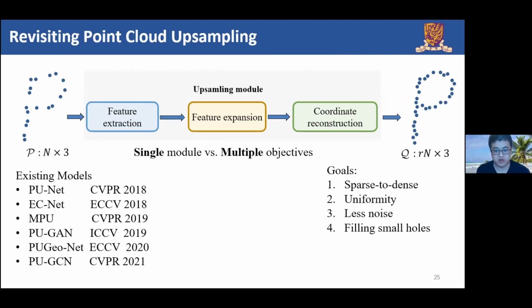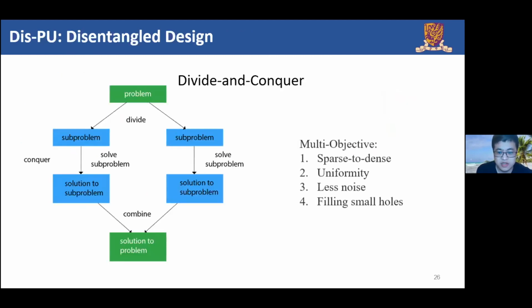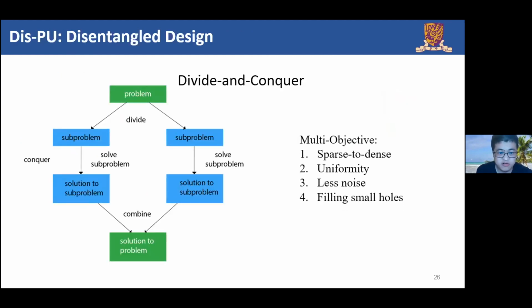Existing frameworks aim to achieve all these goals by designing one upsampling module. However, it's very hard for such a design to meet all requirements at the same time. So a simple idea in our paper, based on its multiple-objective nature, is that it can be easier to take a divide and conquer strategy.